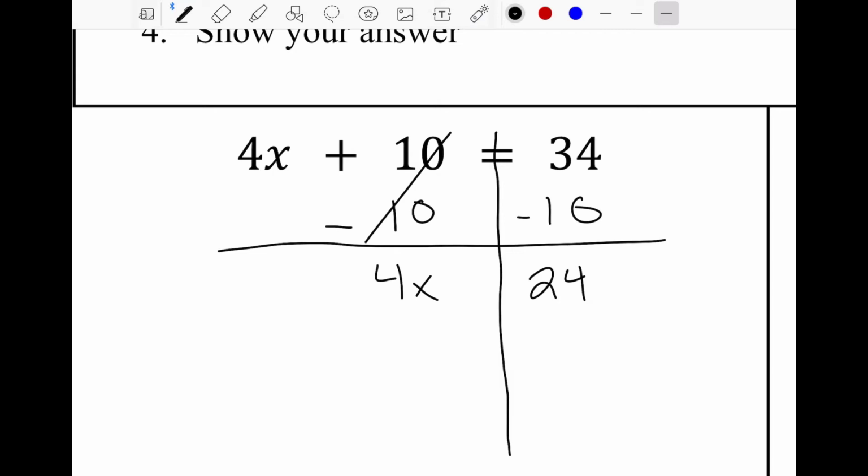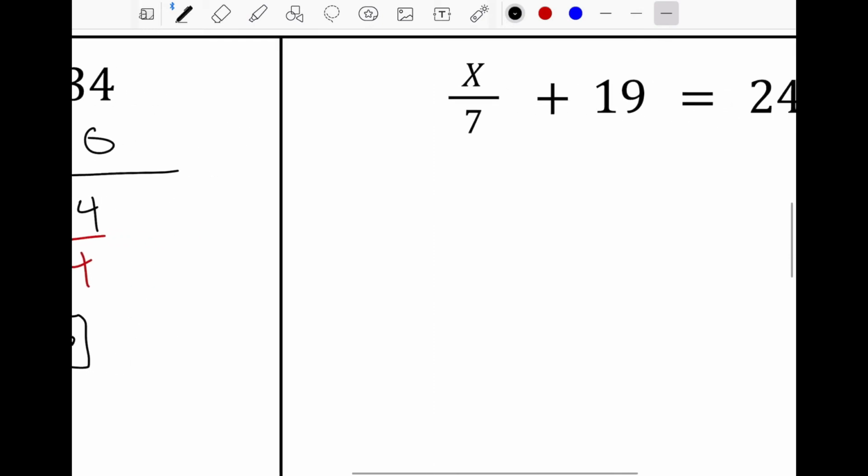Whenever you have a number right beside a variable, that means multiply. So for me to undo multiplication, I have to divide. So I'm going to divide by 4 on both sides. I'm going to take that 24 and divide it by 4, and what you get is 6. Then 4 divided by 4, the 4s cancel each other out, leaving me with just x. So the answer is x is going to be 6. Okay, let's move to the next one.